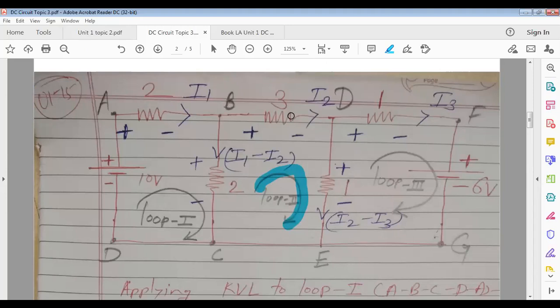Now what about 3 times I2? Minus 3 I2. And what about this? Minus 1 times (I2 minus I3). And what about the 2 ohm? Plus 2 times (I1 minus I2). Got it? Minus 3 times I2 minus 1 times (I2 minus I3) plus 2 times (I1 minus I2) is equal to 0.